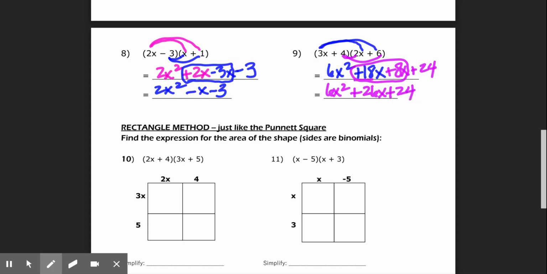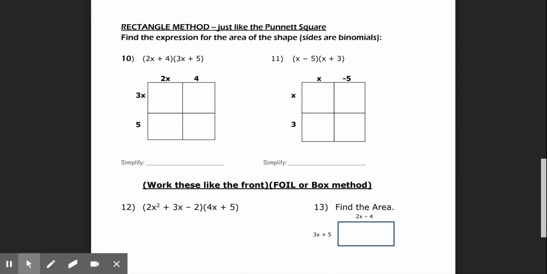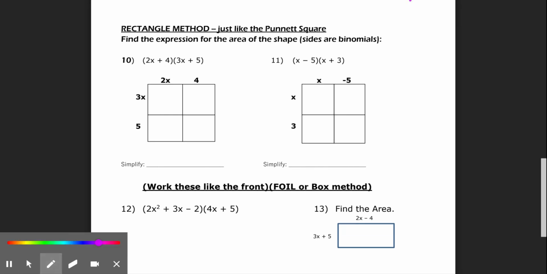All right, so now I'm going to show you a different method. It's called the rectangle method, the square method, the Punnett square, whatever you want to call it. You're going to find the expression for the area of the shape where the sides are binomials. We just got done using the FOIL method, which is the distributive property. Now you can use this Punnett square. So 2x plus 4 and 3x plus 5.